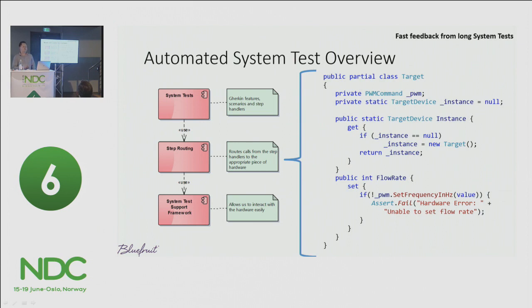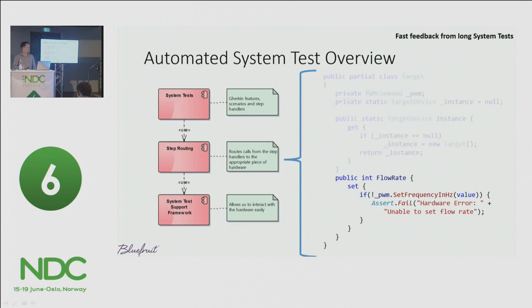The step routing receives requests from the step handlers and routes them to the appropriate hardware on our system test support framework. This will either fake an input or read an output. In this example, the flow rate is routed to a PWM on the system test support framework.